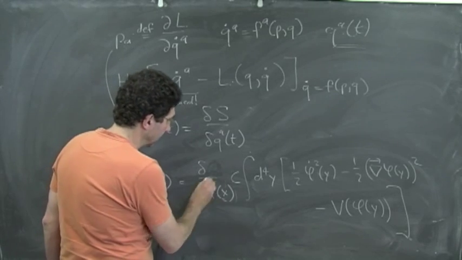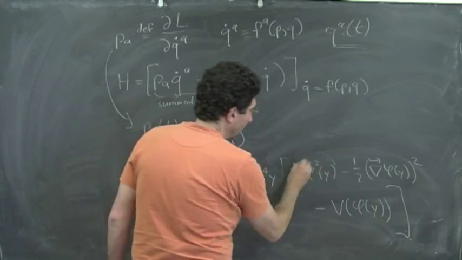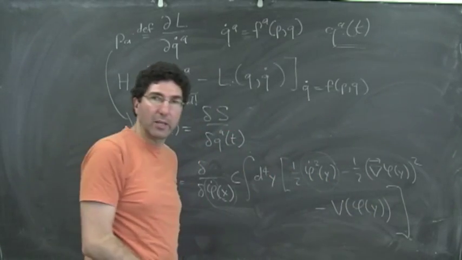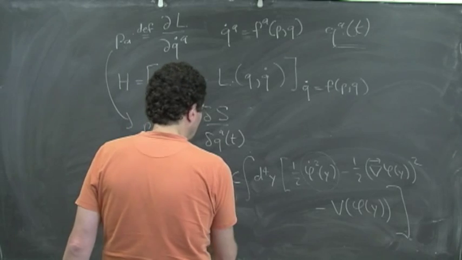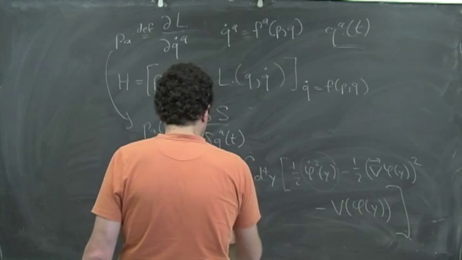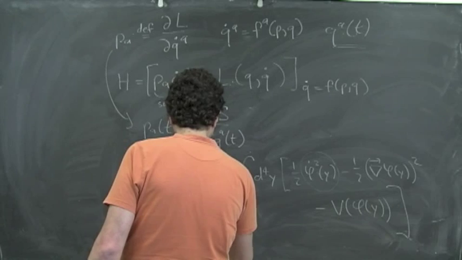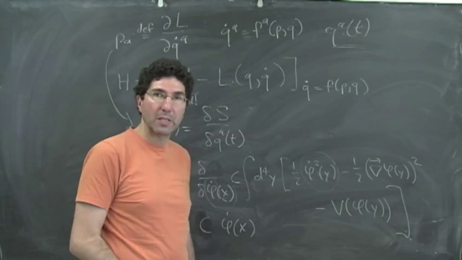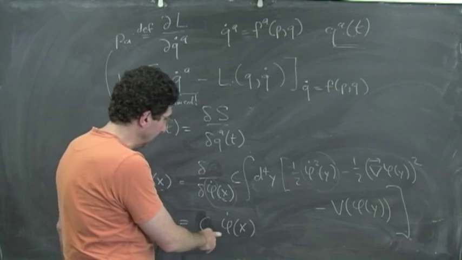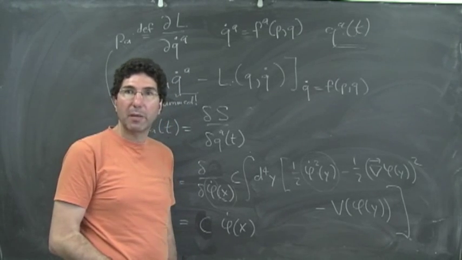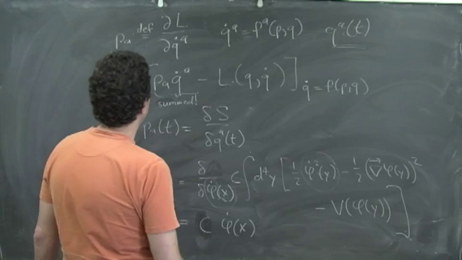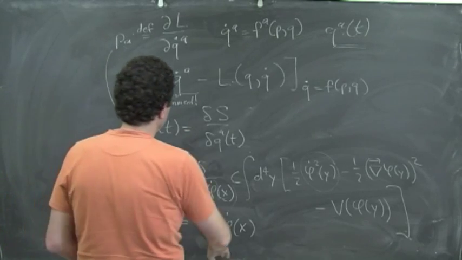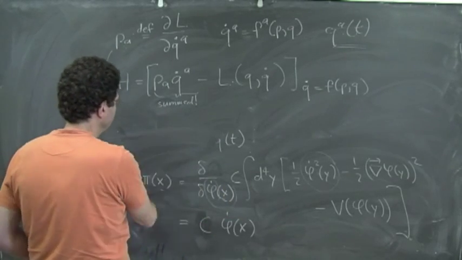I'm taking the variational derivative with respect to φ̇. That only hits this first term, right? All these other terms depend on φ and not φ̇. So the only term that I get comes from here, and it's equal to c times φ̇(x). So π, the conjugate momentum, is, up to a constant, just φ̇. And then I can plug into this formula here for the Hamiltonian, in this case, and what do I get?